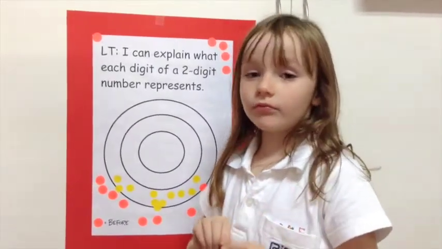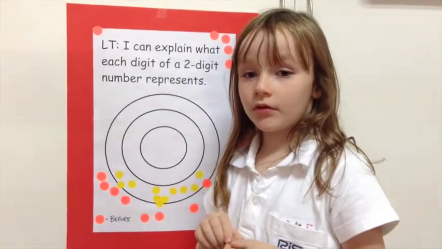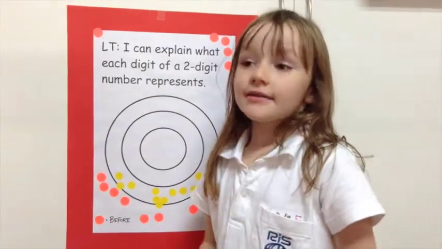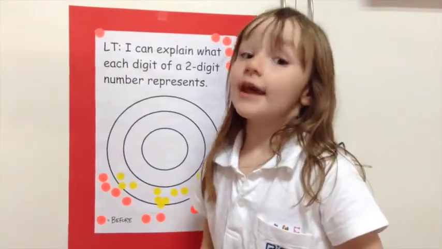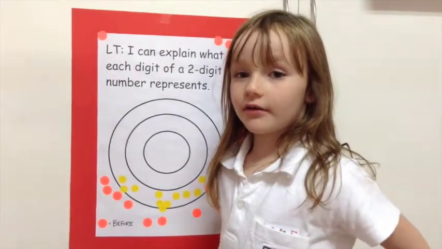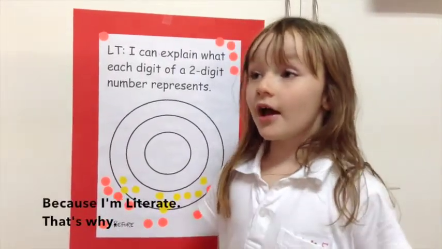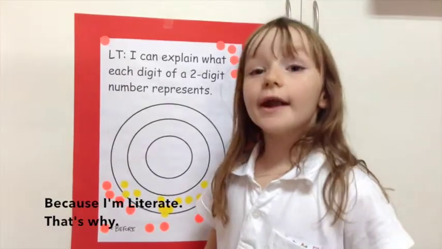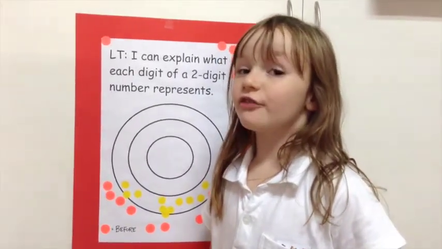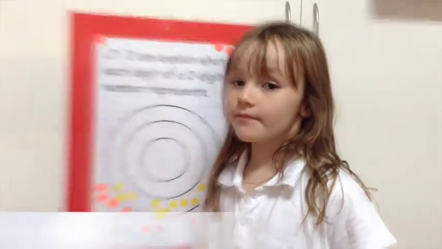Okay, so if I gave you a number like 27, what does the 2 stand for, and what does the 7 mean? 7 stands for 7, and the 2 stands for 20. Oh, okay. How do you know that? Because the digit in front stands for the tens, and the digit in the back stands for the ones. Okay. Thank you very much.